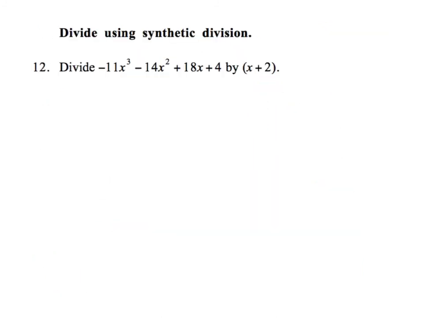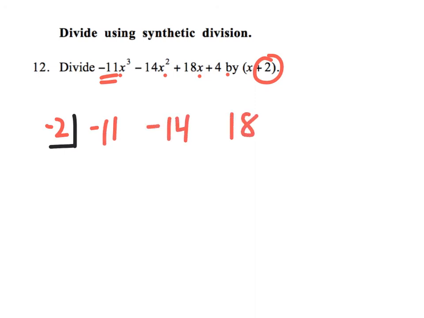All right, my next one says divide using synthetic division. Now we did this on the last slide, so hopefully it'll go fast. In the box, we're going to put the opposite of this one, so negative 2. And then notice we have x cubed, x squared, an x, and no constant. So we're just going to use those numbers. Negative 11, negative 14, 18, and 4.